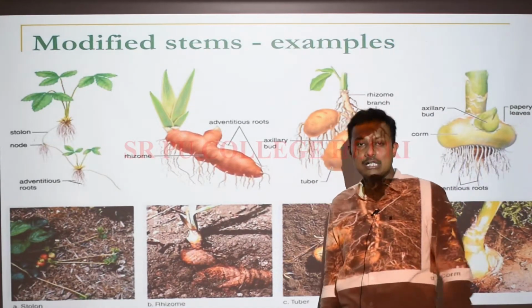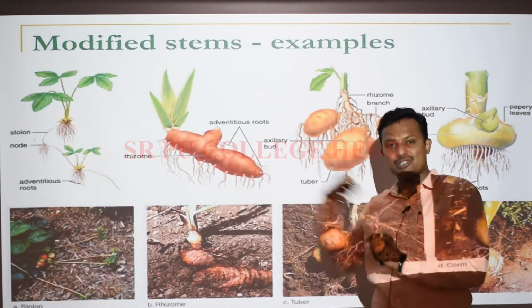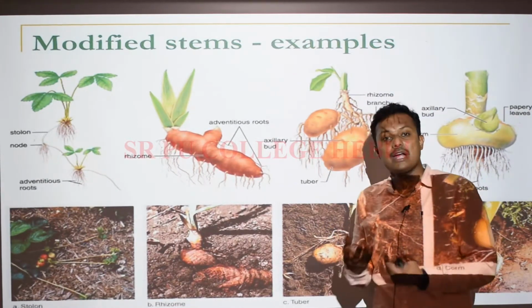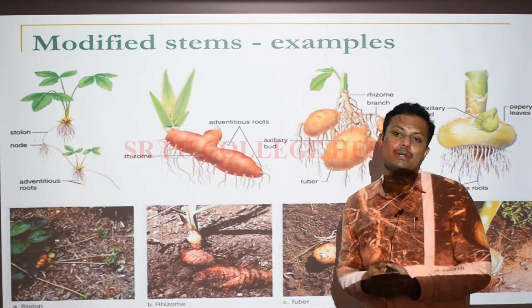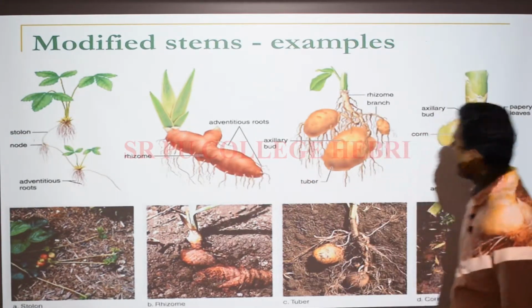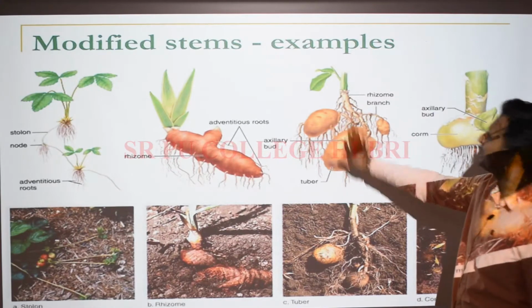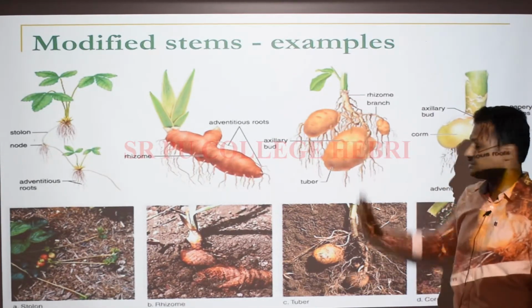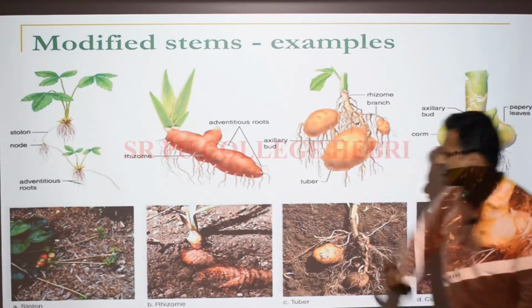Rhizome, what is it? It is a root-like structure produced in Zingiberaceae. Zingiberaceae family means it is nothing but turmeric, right? Or even ginger, right? And tuber, this is potato. Tuber of potato, this is the underground stem modification.